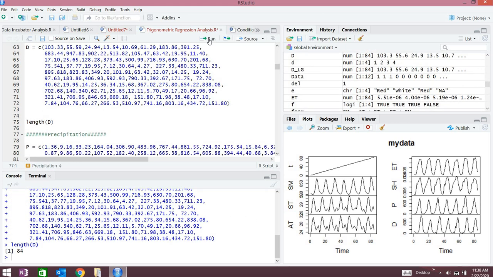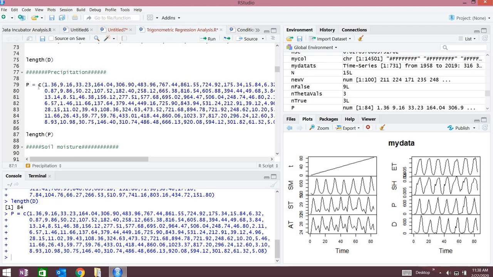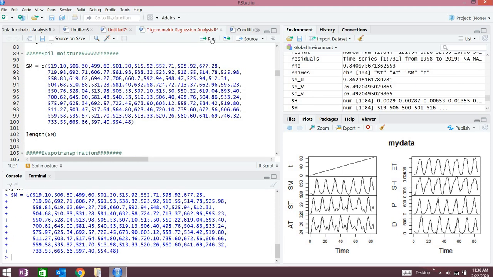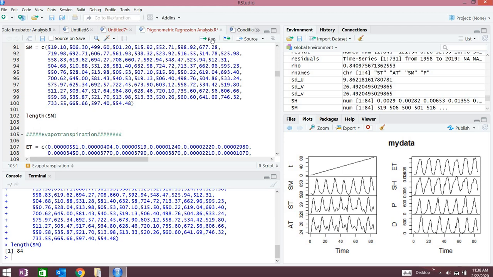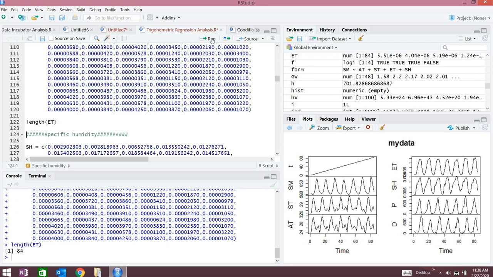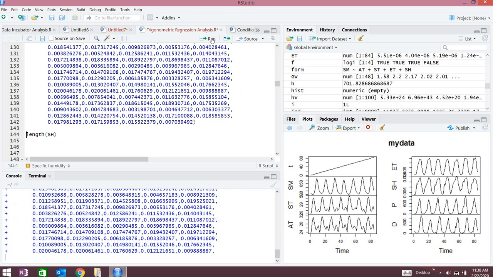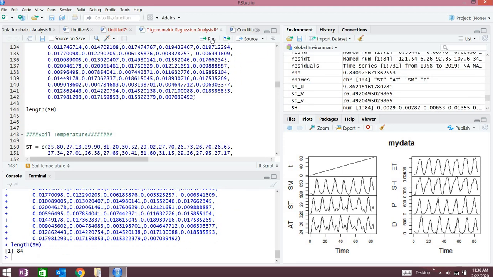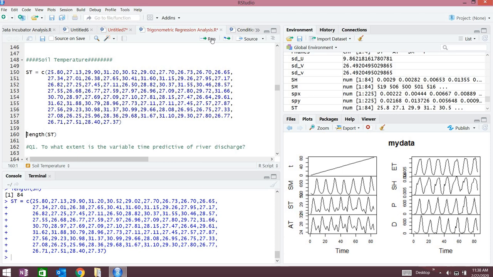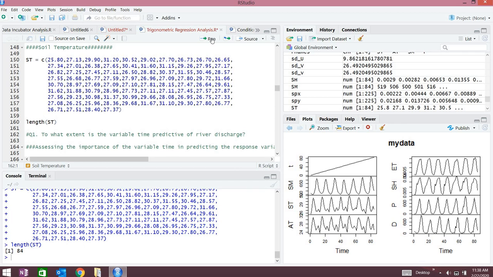I did the same for precipitation. P equals C, parentheses, copy the values from the CSV file and paste it here, separated with commas. And the length, and we did the same for soil moisture, length 84. I did the same for ET, length of ET. I did the same for specific humidity, length 84, and I took the soil temperature and its length is 84. So all of them have 84.